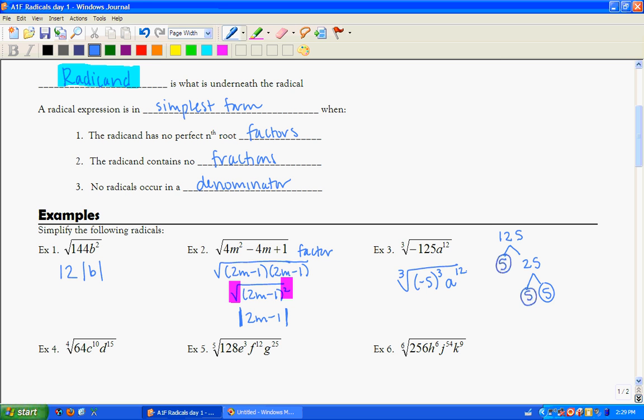So again, since your index and that exponent are the same, that means the negative 5 gets to come out from underneath the radicand. As far as the a to the 12th goes, you could ask yourself, how many times does this 3 go into 12? And that answer is 4. So that comes out as a to the 4th. Since we're dealing with an odd root, we do not need to use absolute values on the a to the 4th.